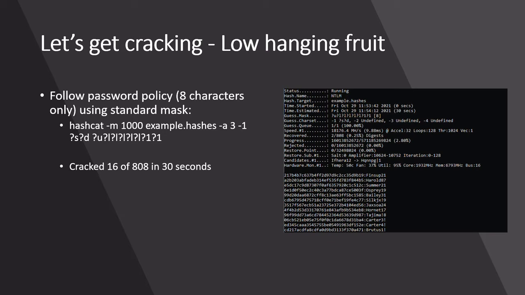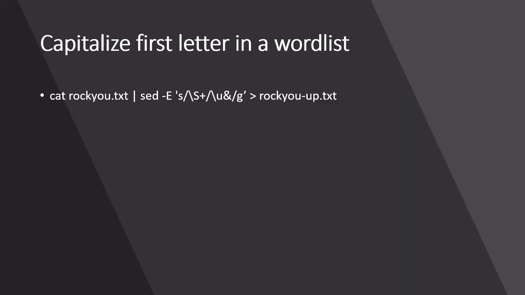And I'm going to run the attack. So this yielded 16 passwords out of the 808 in 30 seconds. Okay, let's take a short detour to create a word list that has the uppercase first letter for each word in the list. This can be useful in cracking passwords, since many passwords start with a capital letter. So I can perform this operation on an existing word list and output it to a new word list using the command listed on the slide.